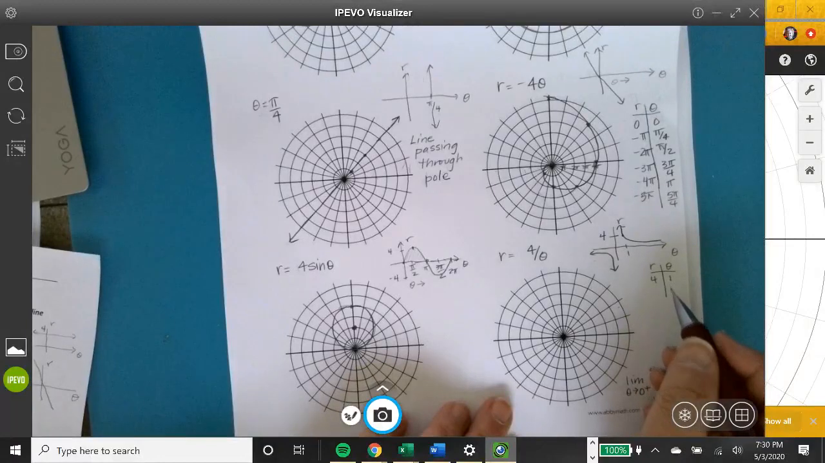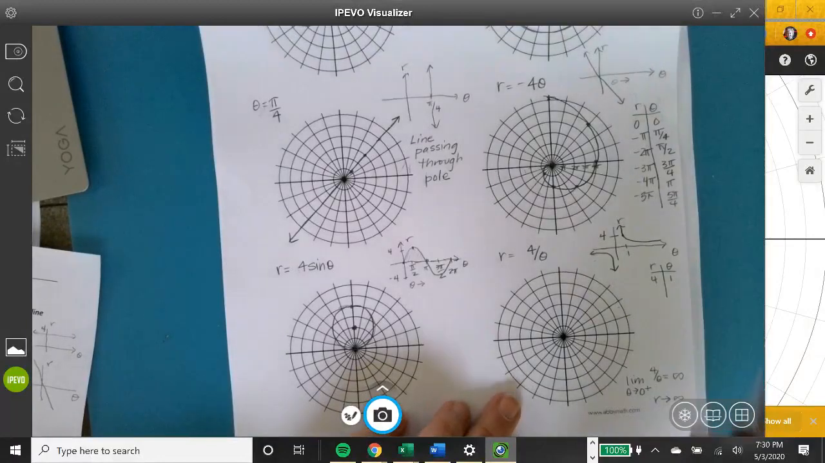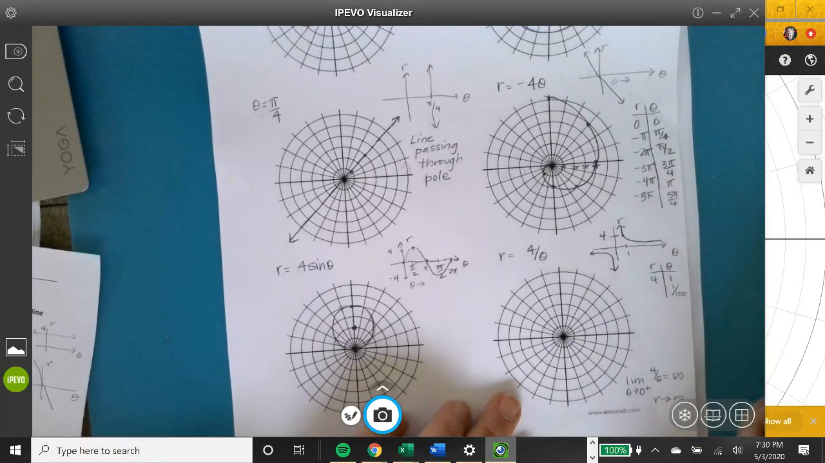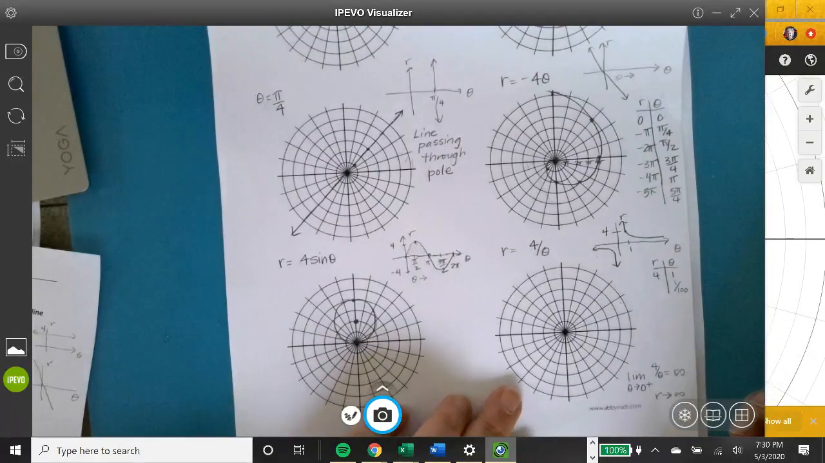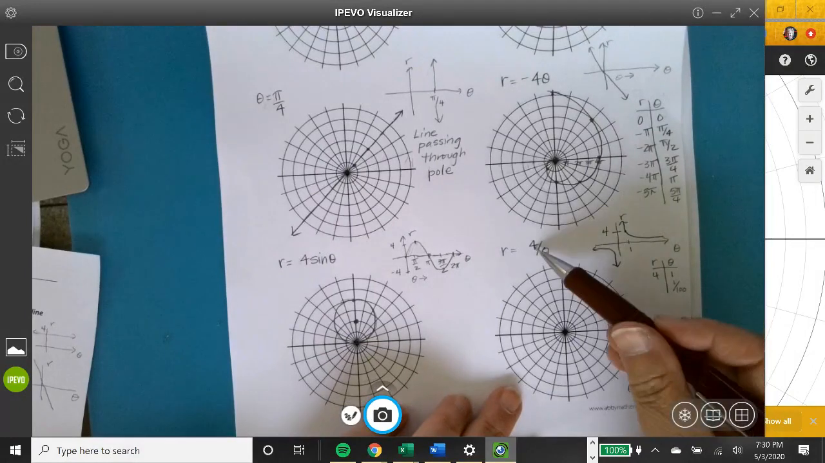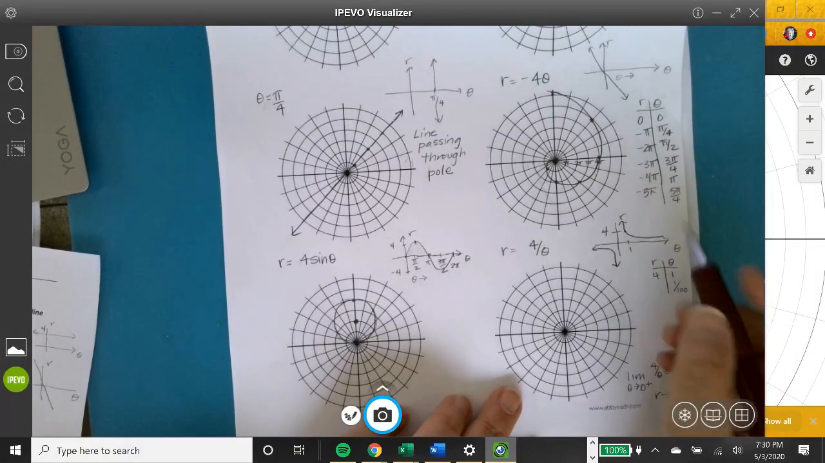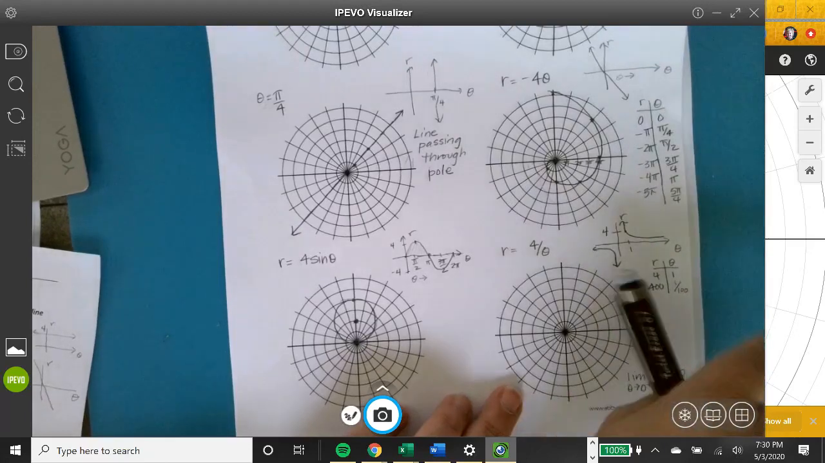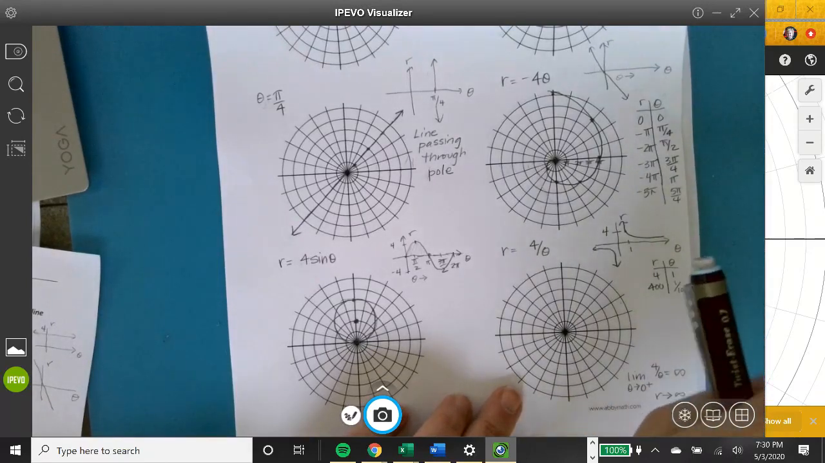Well, theta can't ever equal 0, but let's just put in 1 over 100. Let's say theta was 1 over 100, because that's pretty small. That's pretty close to 0. If I put in 4 over 1 over 100, what is r? Well, r is 400, isn't it? It's way out here in the positive realm.